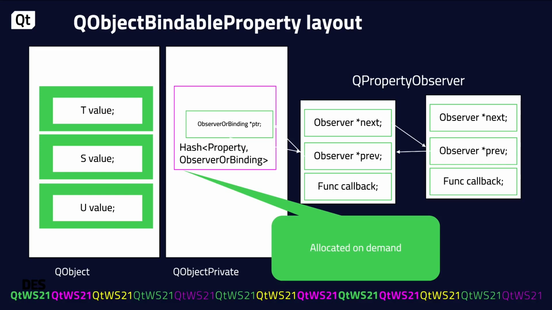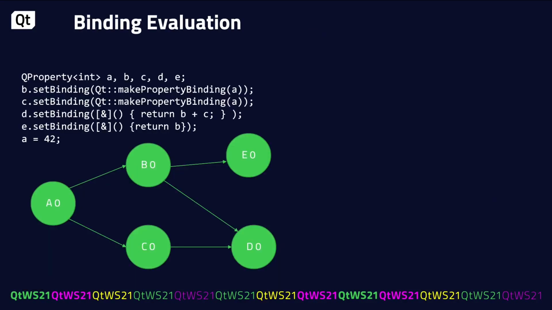How does it work? Well, in the private of the QObject, we store a map from the property to its observer or binding pointer. And only when those are needed do we add an entry to the hash map. This means that the overhead of QObjectBindableProperty, when used as a property in Qt5, so no binding related stuff at all, is basically 0. And that concludes our exploration of QProperty's memory layout. On to the very last part of this presentation, binding evaluation.